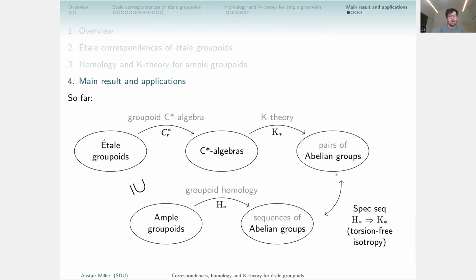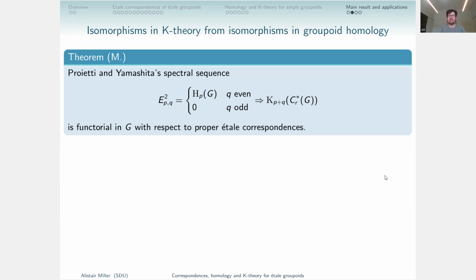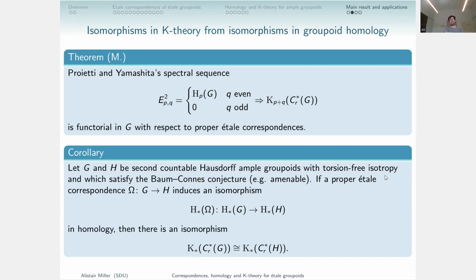All right. So now we know the relationship between these guys. It's a spectral sequence. And my main result is going to be that this is functorial. So the spectral sequence and its convergence are functorial. And why do I want this? It tells me that if what's happening at the second page is an isomorphism, then I'm going to get an isomorphism of the target groups, of the things I converge to.